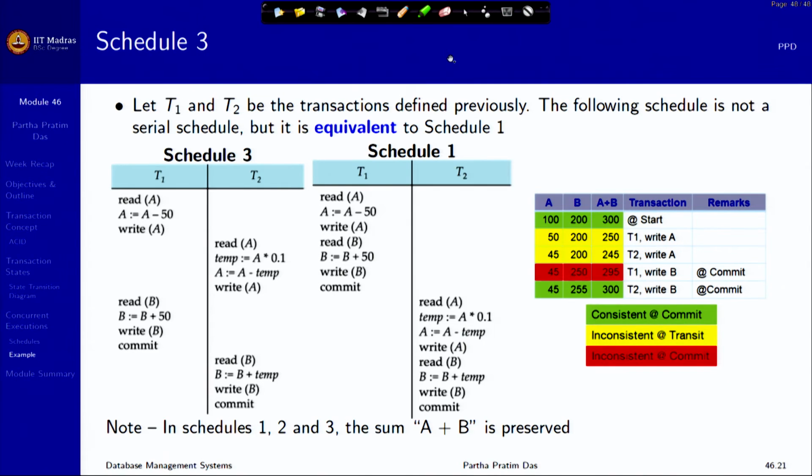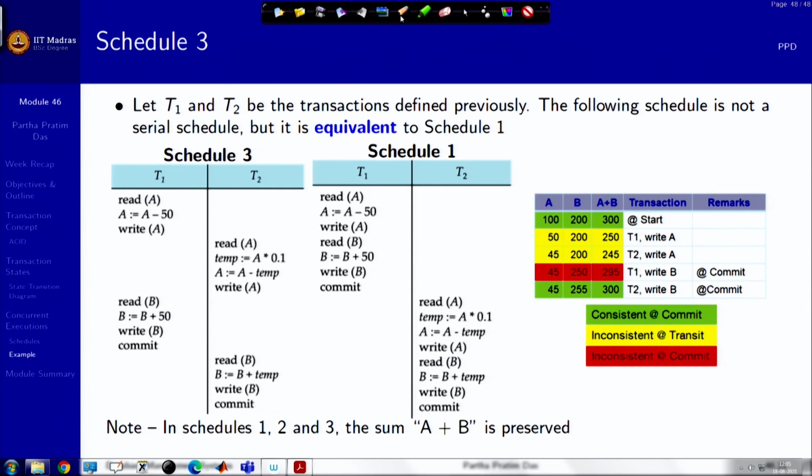Let us do a third schedule, which is not actually serial. In this third schedule, transaction T1 first reads and deducts A, you get here. Then transaction T2 reads that A and writes it back, you are here. Then transaction T1 reads B and updates B.